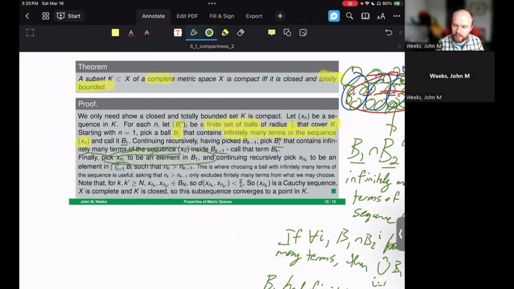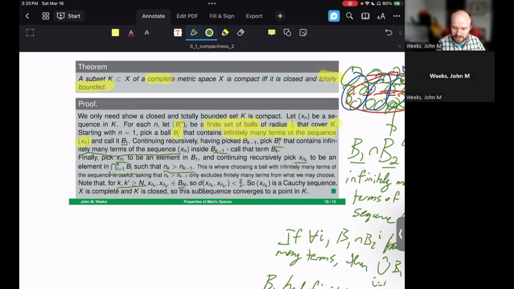We start with an x of 1 inside of the element B1, and we continue to recursively pick x of nk such that it is within the intersection of all of these b sub i, and such that you're able to pick one such that its index is a little bit larger than the previous one. So we note here that any time you pick two values of your subsequence, they're going to be inside of the cutoff, the b sub n, where n is the cutoff point that those 2 points of your subsequence are past.